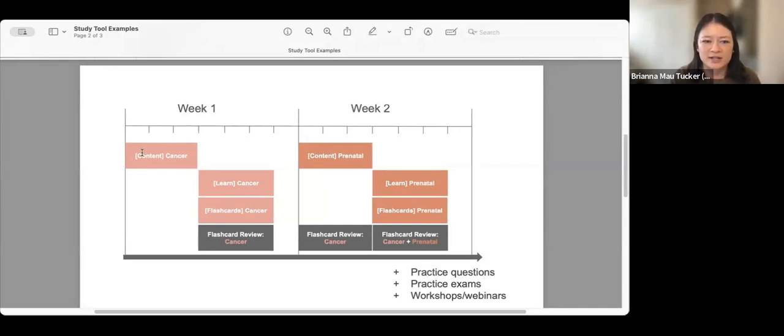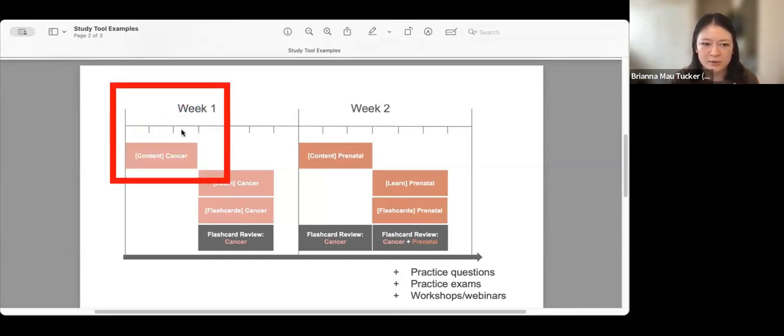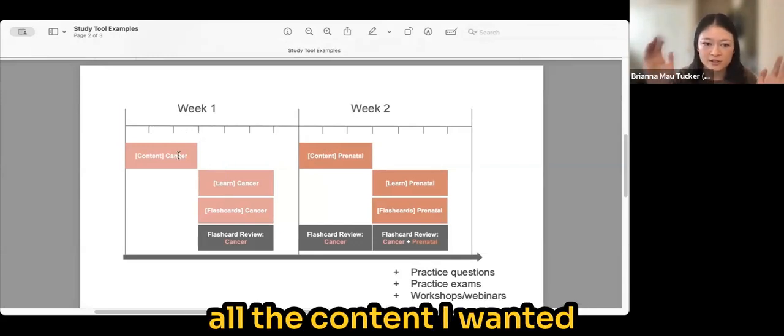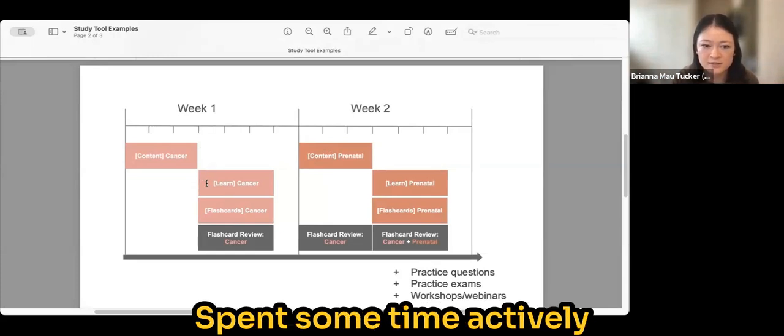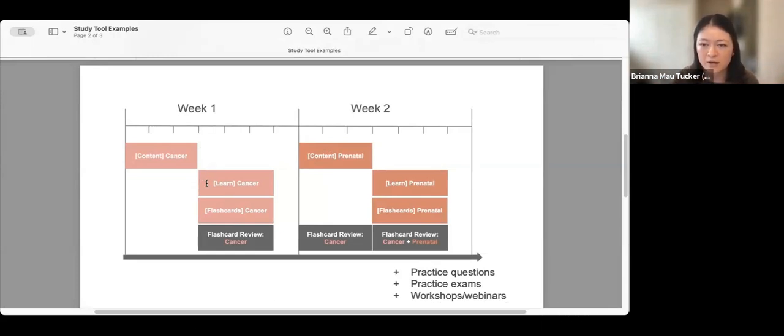So I created an outline and I'll walk you through, for example, week 1. I created a content outline for cancer and maybe I spent Monday, Tuesday, Wednesday on that. Then once I had all the content I wanted to know for cancer, I spent some time actively learning the information. That meant going through my content outline and really trying to understand why there are certain questions that we ask when taking a family history, and what the different conditions are that I'm learning here. And while I did that, I also created my flashcards. And then I started reviewing my flashcards.